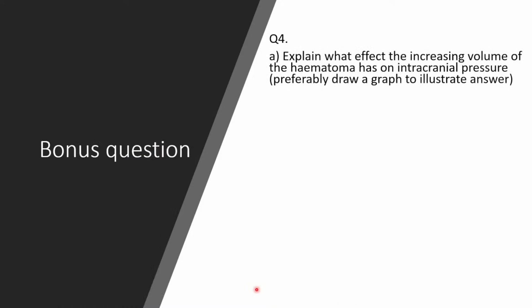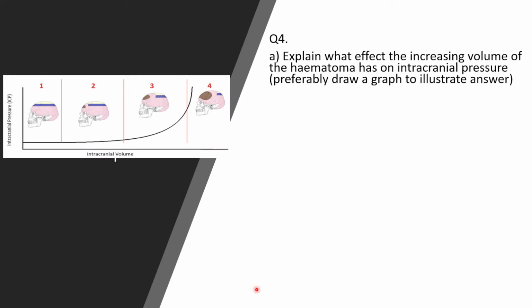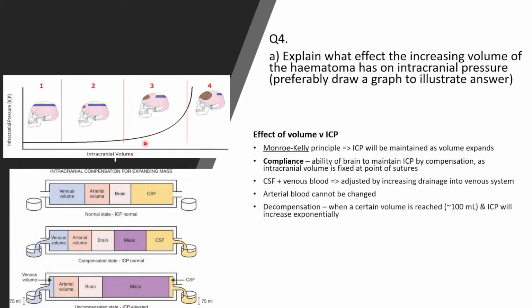Question 4. Explain what effect increasing the volume of the hematoma has on intracranial pressure. So we talked about this briefly in the previous question. The graph to draw, so this was a question that appeared on my exam, is the rise in intracranial pressure. The ability to compensate is quite good for the brain, given that it's a fixed volume. And the reason for this is something called the Monro-Kellie principle.